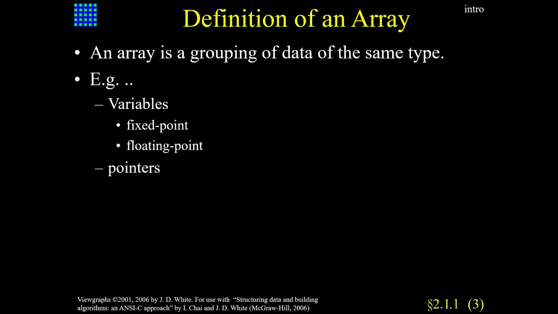An array is a grouping of data of the same type. So everything in the array must be the same type. For example, an array can be composed of variables. But if it's a variable, every variable in the array must be fixed point, or every variable in the array must be floating point. Or it could be an array of pointers. As long as everything in the array is the same type.